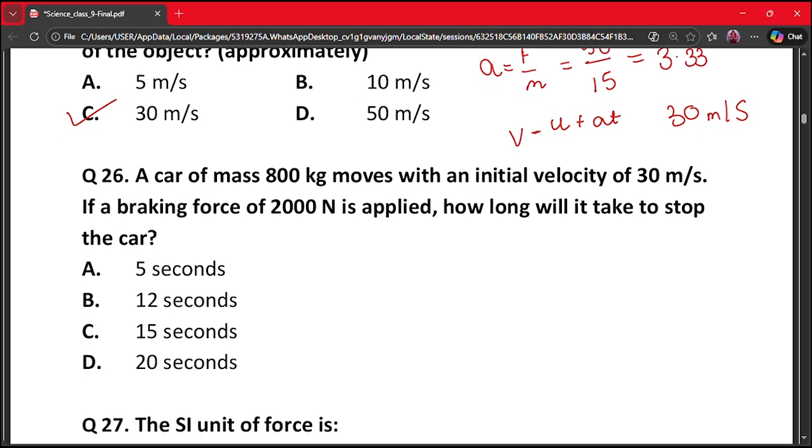Our next question is question number 26. A car of mass 800 kg moves with an initial velocity of 30 meter per second. If a braking force of 2000 N is applied, how long will it take to stop the car? A. 5 seconds, B. 12 seconds, C. 15 seconds, and D. 20 seconds. So here using A equals F by M and substituting in the motion equation, time comes 12 seconds. So our correct answer is 12 seconds.